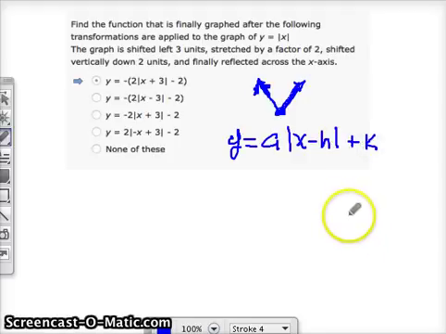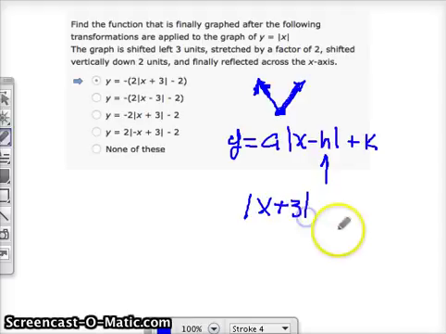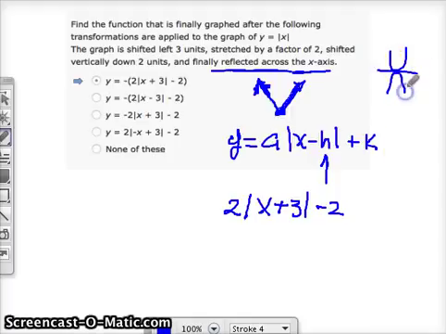All right, number 1, the graph is shifted left 3 units. That affects this. So now I'm going to have x plus 3. Okay, it's stretched by a factor of 2. That goes out here. And shifted vertically down. That's a -2. And finally, reflected over the x-axis. Remember, reflected over the x-axis puts a minus in the front. When I say a minus in the front, I mean the minus in the front of everybody.